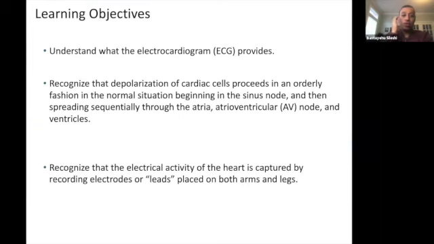So we are going to hopefully understand what the ECG provides us. Hopefully that you'll be able to recognize what happens with the depolarization of the cardiac cells, and that to recognize that electrical activity of the heart is captured by recording electrodes or leads placed on both the arms and the legs.